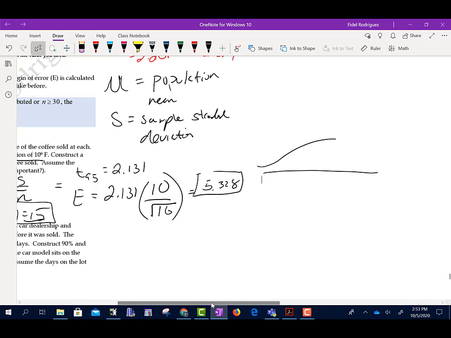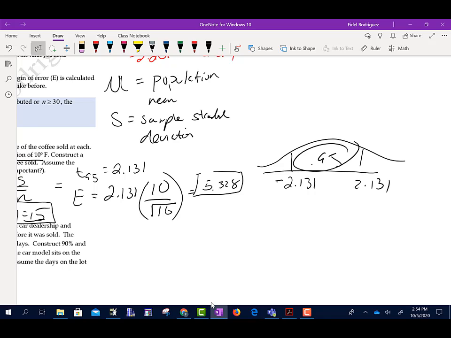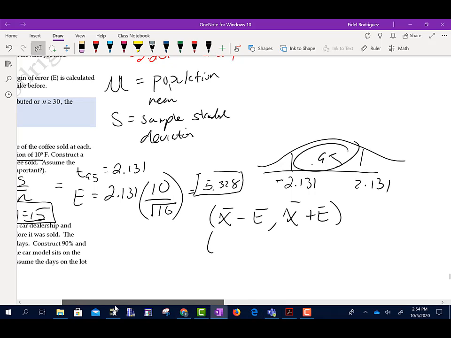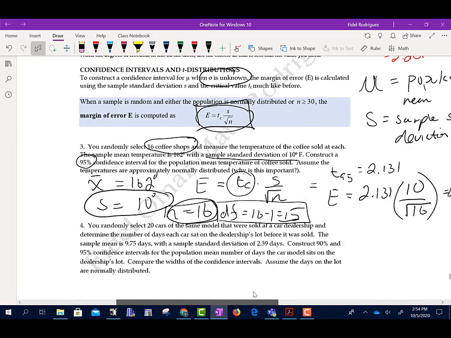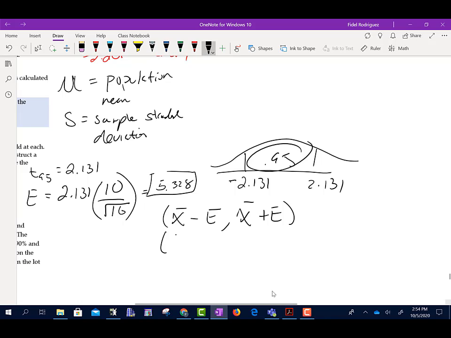Okay, so up here, the t-value was a negative 2.131 and a positive 2.131, for a 95% confidence interval. Now to find our confidence interval, we're going to take x bar minus e and x bar plus e. Our x bar in this case, let me scroll back, I think it was 162. Yes, 162. So 162 minus 5.328, and then 162 plus 5.328.